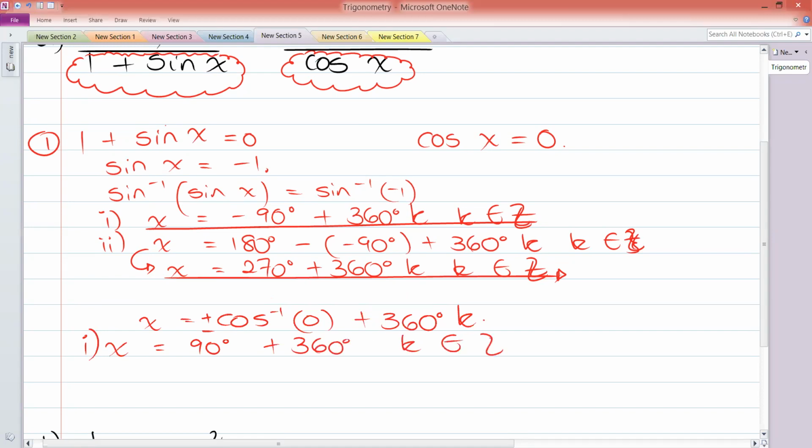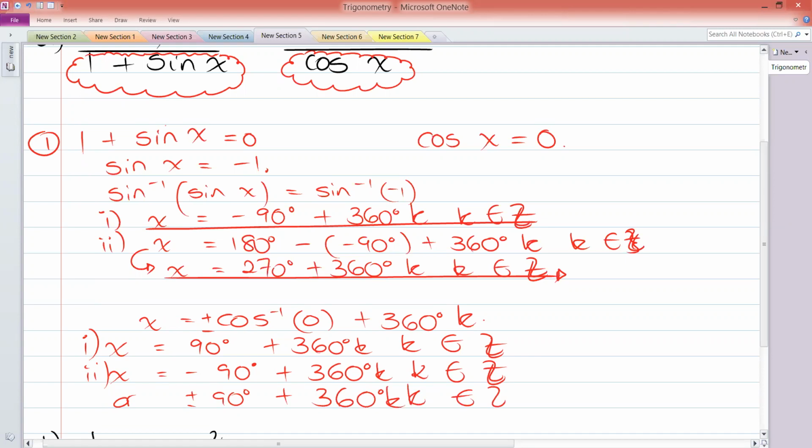K is an integer. And the second one is -90 degrees plus 360K, K being an integer. So you don't have to split it up. You can literally leave it as plus minus 90, like that.